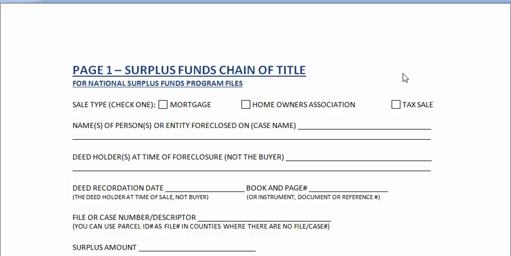This is an overview of how to submit a file to us as far as filling out the paperwork. I'm going to go through this step by step because we've had some confusion on filling this out and turning it in correctly. We are going to lead you back to this video when we see you've made a mistake on filling it out. So hopefully this is going to answer any questions you may have and take you through step by step. This is for the National Surplus Funds Program.